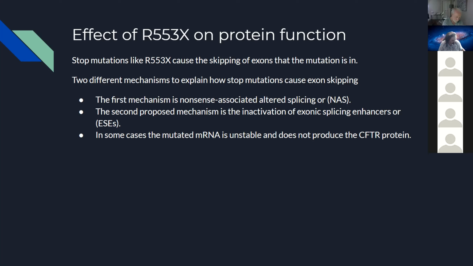The second proposed mechanism, which is also supported by more extensive evidence, involves the inactivation of exonic splicing enhancers, or ESEs, which are short and degenerate sequences that promote the selection of proximal splice sites in constitutive and alternative exons. In some cases, the mutated mRNA is unstable and does not produce the CFTR protein. In other cases, the abnormal protein will probably be unstable and degrade quickly. This is what produces the protein with the deviant sequence.